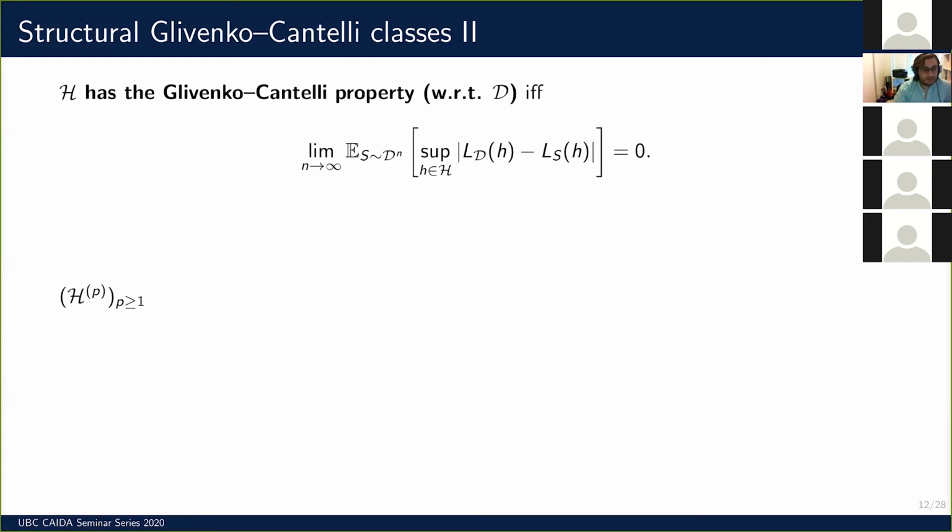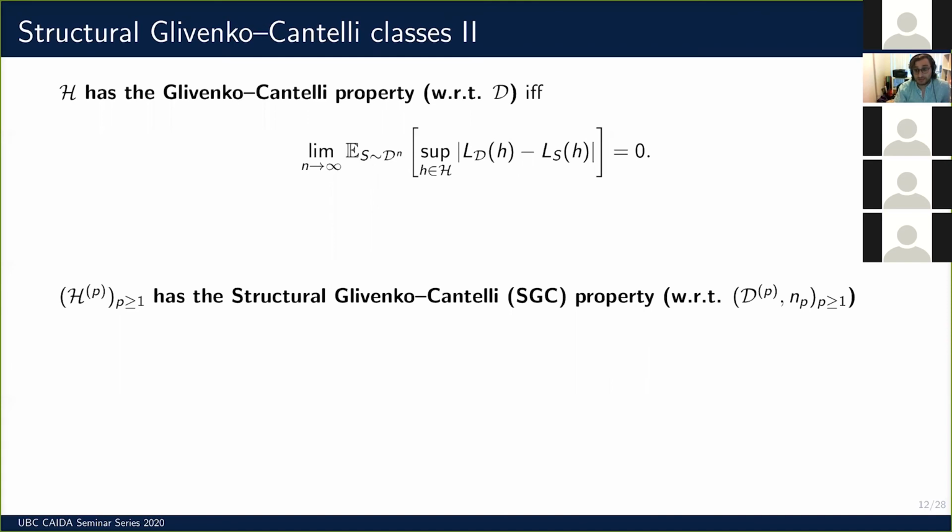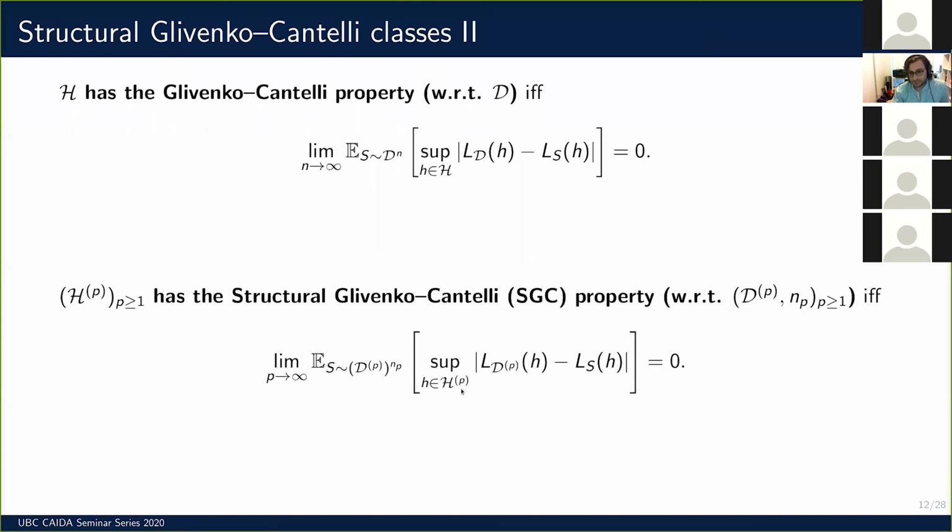So now we're going to have a sequence of learning problems indexed by a symbol P. For each learning problem in our sequence, we'll have a different hypothesis class. And the sequence of learning problems with these hypothesis classes will have the structural Glivenko-Cantelli property with respect to the sequence of distributions D and the sequence of sample sizes N if almost the same equation holds, but now we don't have the same distribution for every instance in our sequence of problems. We have a different distribution, a different sample size, and a different hypothesis class at each instance. And so this allows us to consider hypothesis classes which get larger and learning problems which get more complicated.